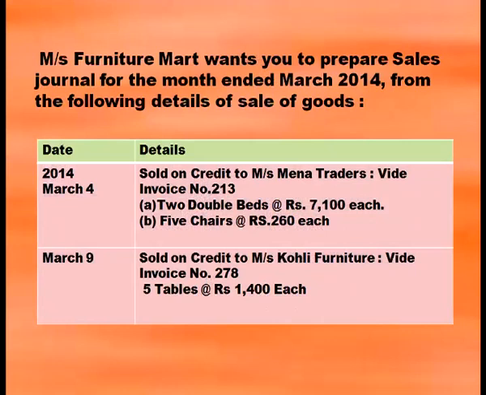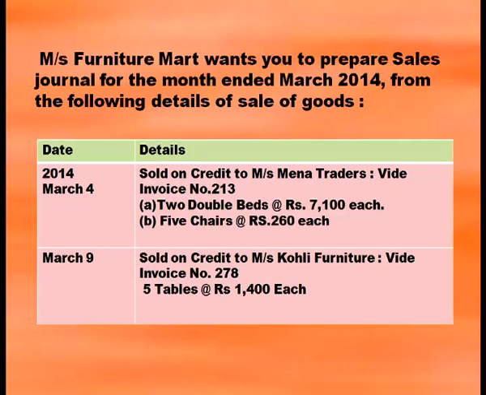Here is a format of the sales book with date, invoice number, name of the customer, ledger folio, details and amount. Messrs. Furniture Mart wants you to prepare the sales journal for the month ended March 2014 from the following details of sale of goods. Date 2014 March 4th, sold on credit to Messrs. Meena Traders. Invoice number is given in the question. What they have sold? 2 double beds at rupees 7,100 each and 5 chairs at rupees 260 each.